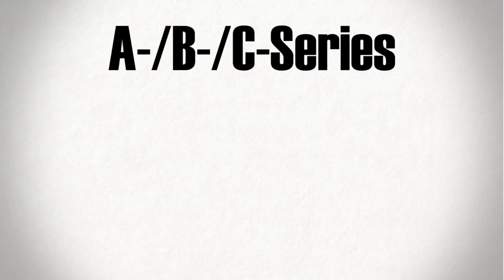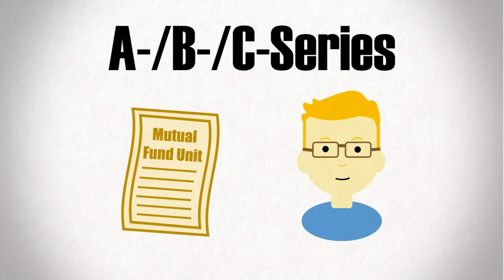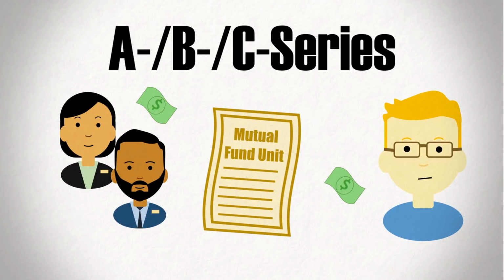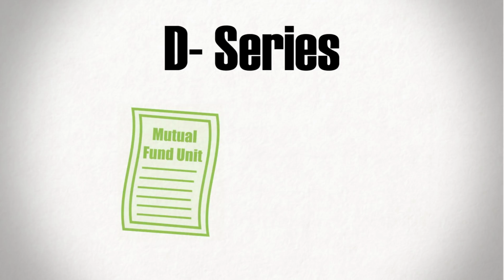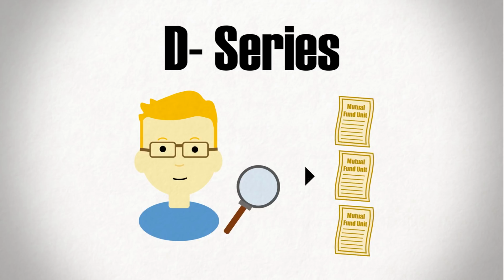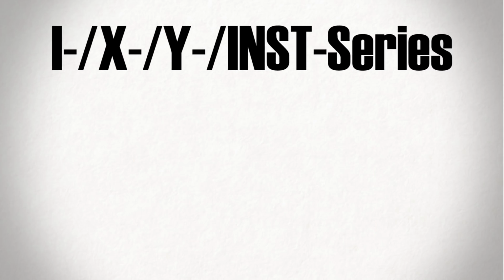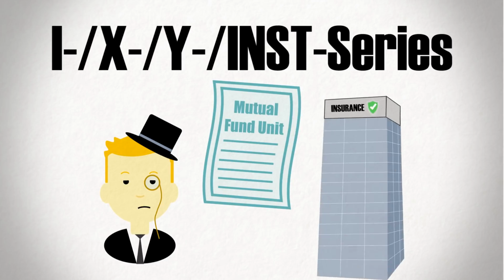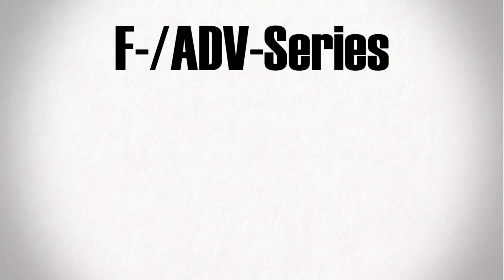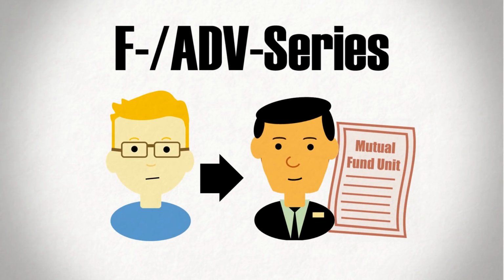A, B, and C series funds are standard retail funds, which often charge some sort of sales charge when you buy or sell them, and they tend to be more expensive as they compensate advisors and brokers for selling you the fund. D stands for discount, and it's a cheaper fund you can get through self-directed brokers. So if you're picking and choosing your own funds without an advisor's help, these would be the ones you'd be more interested in purchasing. I, X, Y, and INST funds are only available to high net worth and institutional investors that meet certain investment criteria and minimums. And F and ADV funds can only be accessed through an advisor or fee-based account.